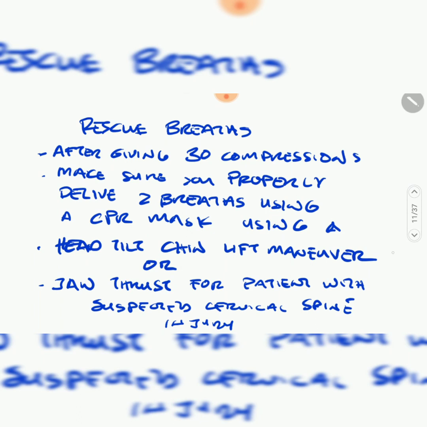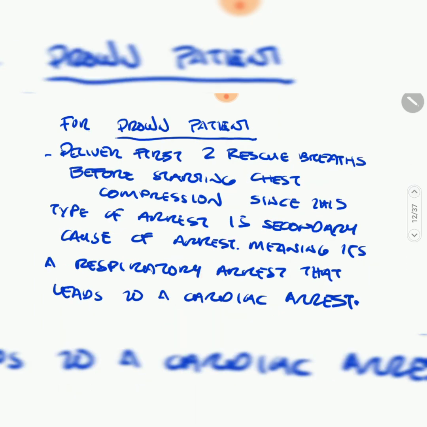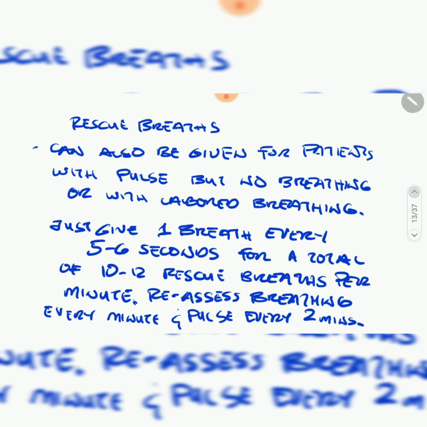Okay, so the head tilt chin lift maneuver is how you're going to deliver your breaths. Then jaw thrust for a patient with suspected cervical spine injury. For a drowning patient, deliver the first 2 rescue breaths before starting chest compressions, since this type of arrest is a secondary cause of arrest, meaning it's a respiratory arrest that leads to a cardiac arrest.